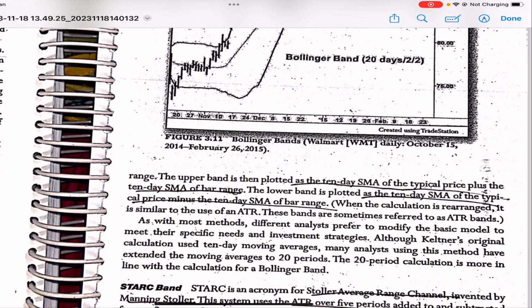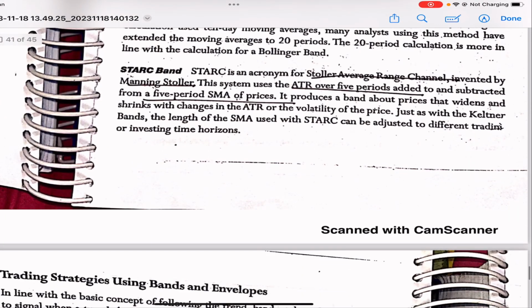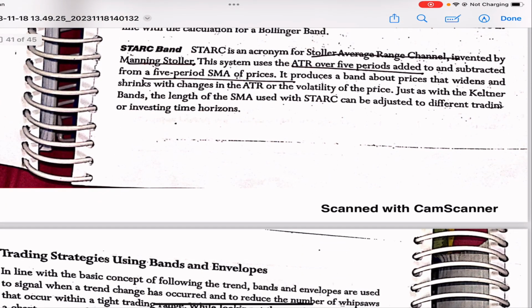And then the upper band is plotted as the 10-day SMA of the typical price plus the 10-day SMA of the bar range. Okay, so the typical bar SMA and the bar range SMA. So using them, you are basically calculating what is known as my Keltner band. Keep that in mind. The range in the typical price is used in the Keltner band. In the Bollinger band, it's the standard deviations.